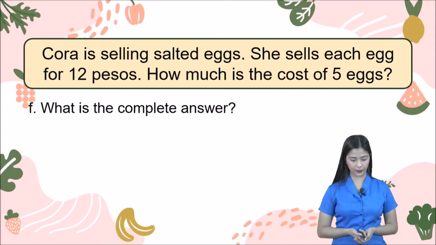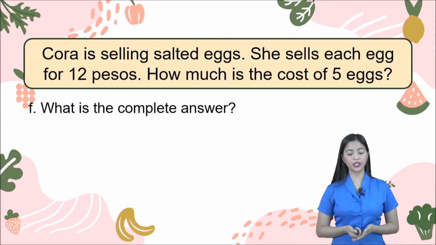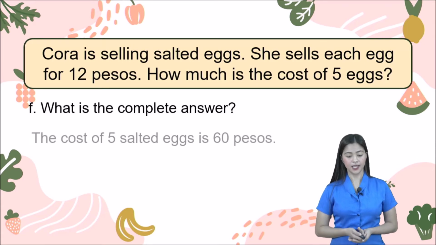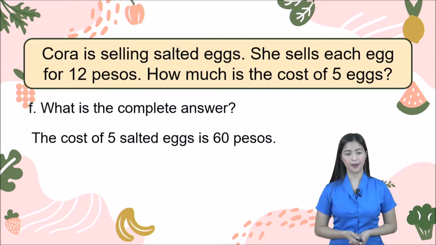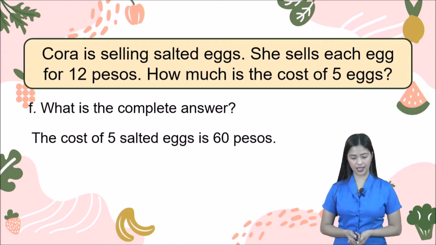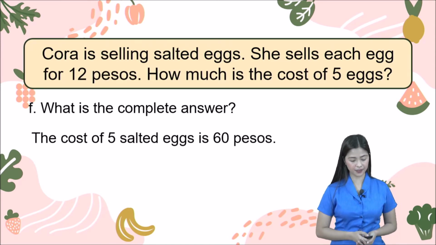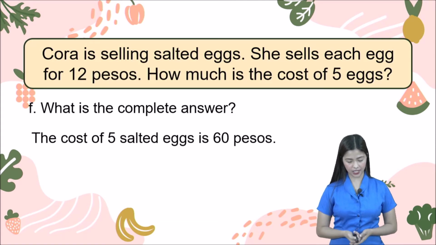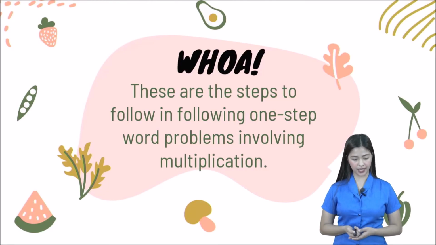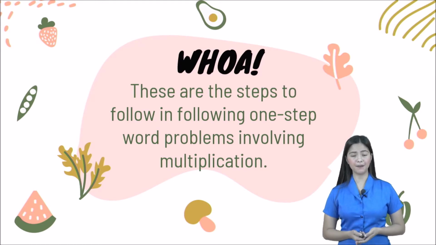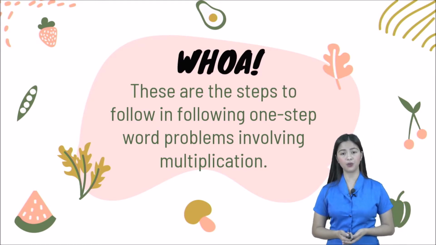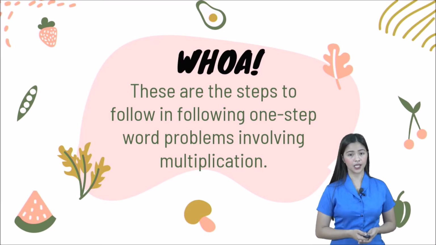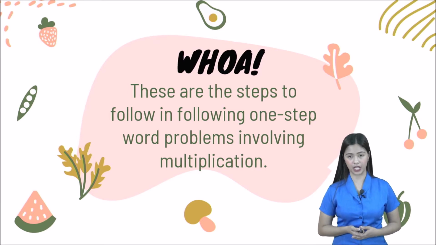Remember that, okay? So the complete answer is the cost of 5 salted eggs is 60 pesos. Again, kids, the cost of 5 salted eggs is 60 pesos. Okay, kids? So, remember, kids, these are the steps to follow in solving one-step word problems involving multiplication.